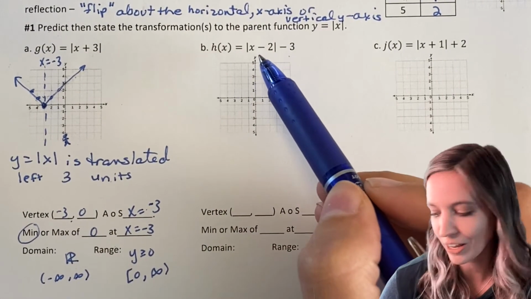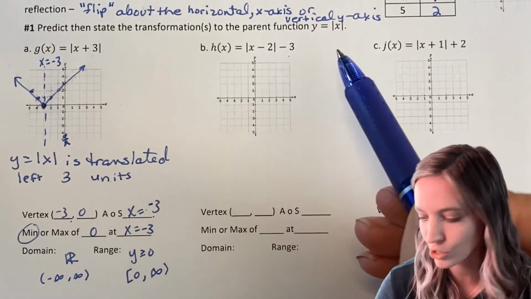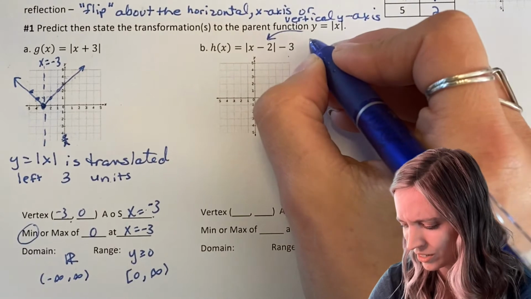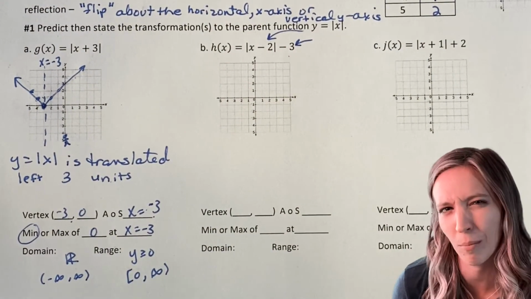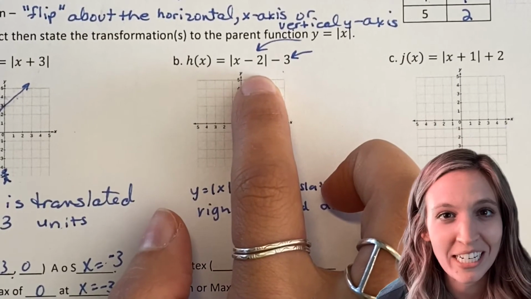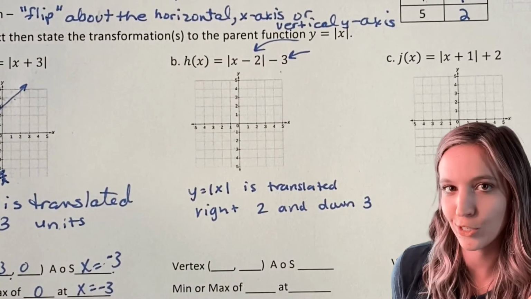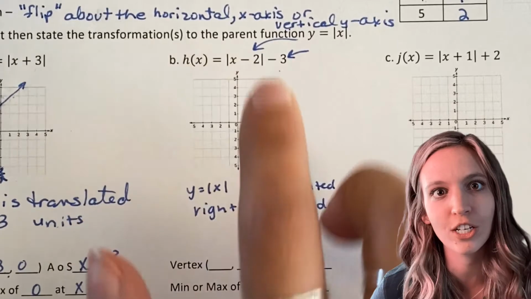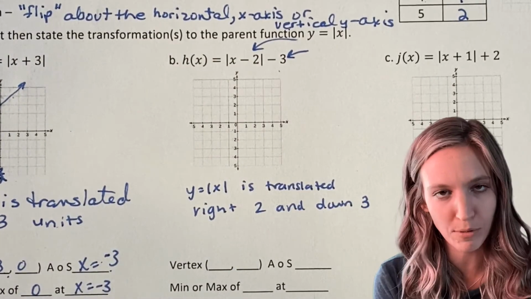We've got the absolute value of x minus 2 and then minus 3. So take a moment, predict what you think is gonna happen. What's this minus 2 gonna do? And what's this minus 3 outside the absolute value bar is gonna do? Did you say that minus 2 was gonna be a shift right 2? You would have been spot on if you did. And then that minus 3 is actually a shift down because it's outside of the absolute value bars.